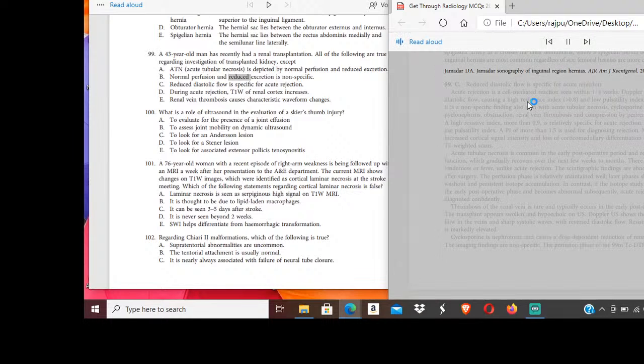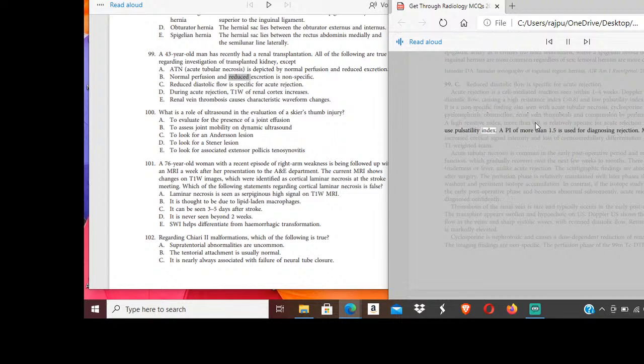99. C. Reduced diastolic flow is specific for acute rejection. Acute rejection is a cell-mediated reaction seen within 1-4 weeks. Doppler shows decreased diastolic flow, causing a high resistance index greater than 0.8 and low pulsatility index. However, it is a non-specific finding also seen with acute tubular necrosis, cyclosporin toxicity, acute pyelonephritis, obstruction, renal vein thrombosis, and compression by perirenal collections. A high resistive index, more than 0.9, is relatively specific for acute rejection.